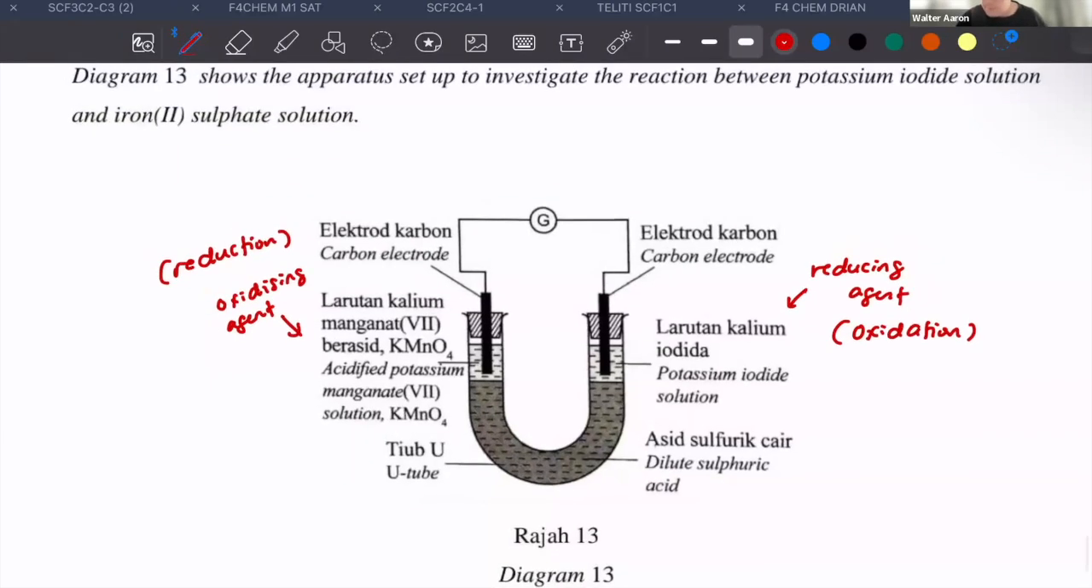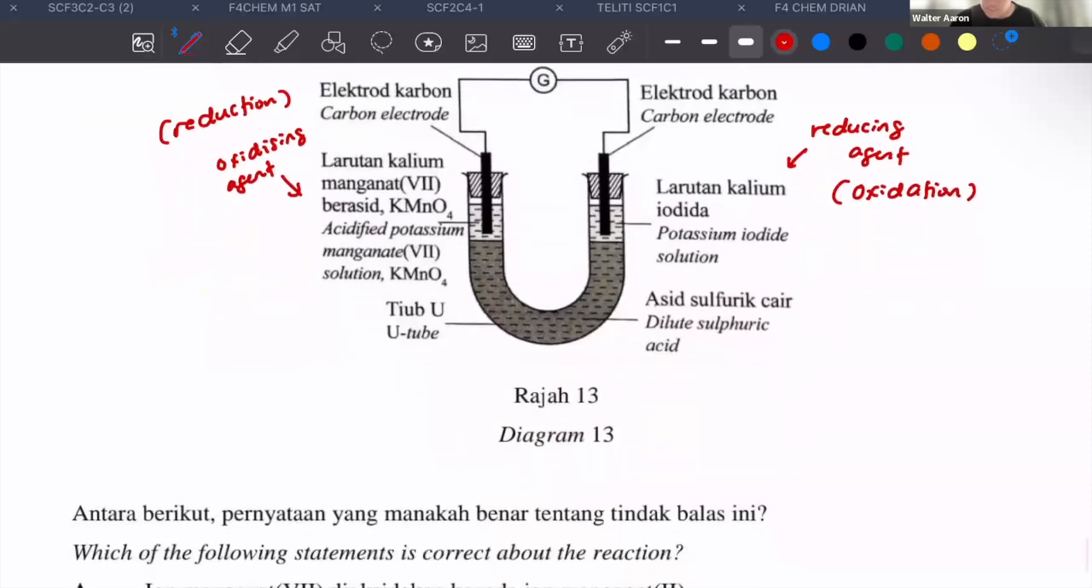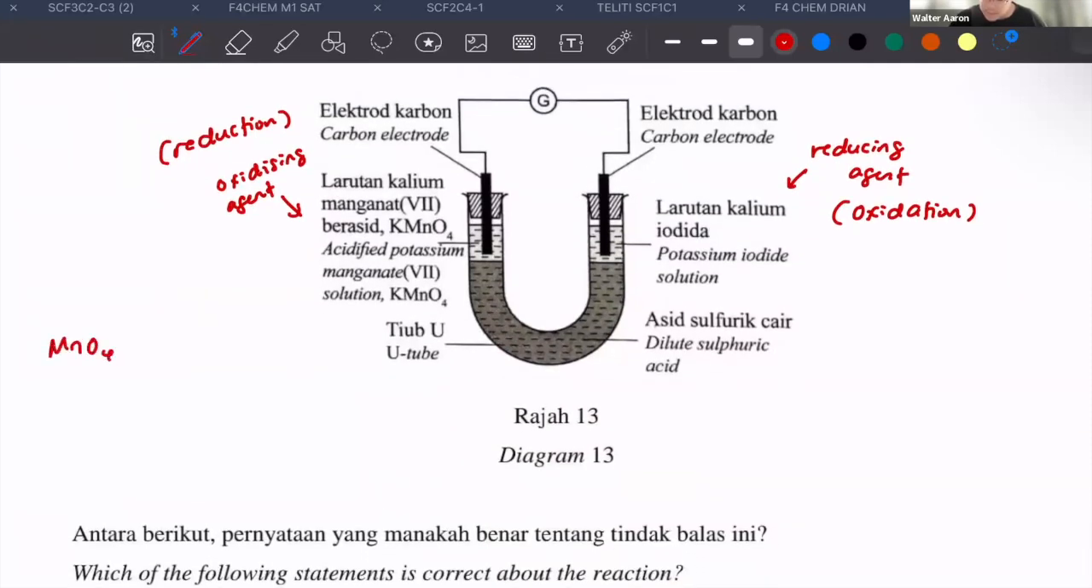So let me just give you the half equation for both sides. For the first part over here will be MnO4 minus accepting 5 electrons. Also after that, accepting H plus to give you Mn2 plus and 4H2O. Okay, so this is how it undergoes the reduction process.